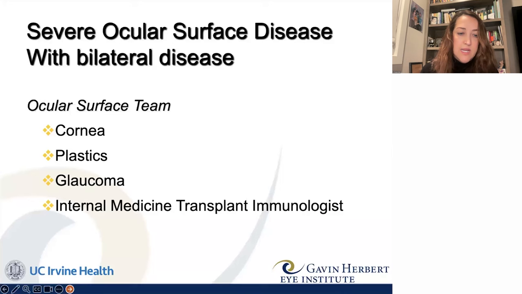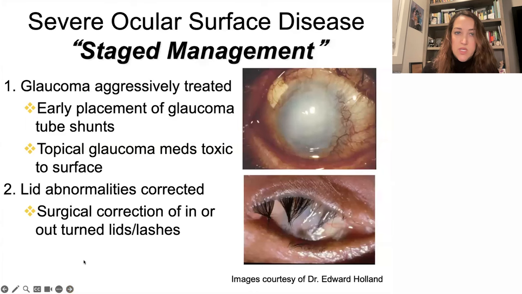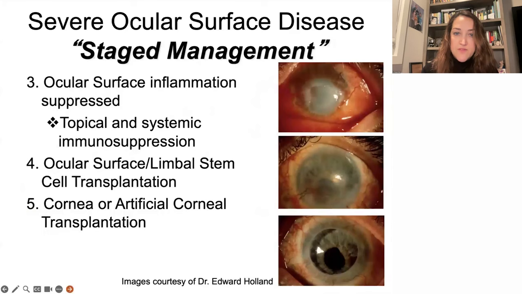And you can see here, the glaucoma is usually aggressively treated first, then the lid abnormalities are corrected as a second procedure. Sometimes mucous membrane grafts are required to restore the inner lamella of the lids. And then the ocular surface inflammation is suppressed using topical and systemic immunosuppression. And finally, we do this ocular surface transplantation, limbal stem cell transplantation. And then as a final stage, if the patient requires it for visual rehabilitation, is when we use the corneal transplant tissue, or in some cases, artificial cornea. We find that if we are going to need artificial cornea transplantation, it's still better to restore a healthy ocular surface first with limbal stem cell and ocular surface transplantation. They tend to do better and have more long-term retention.